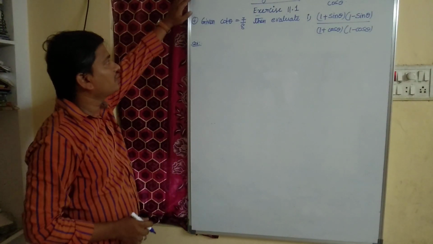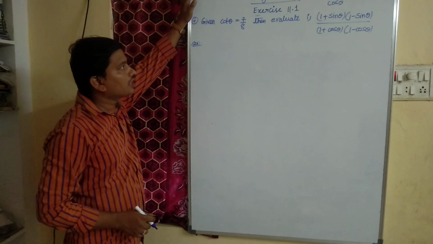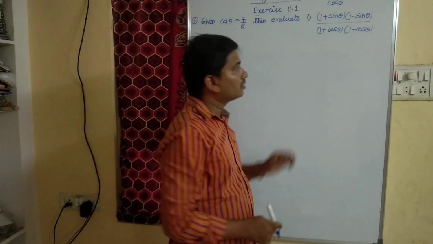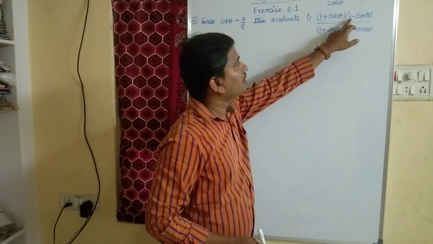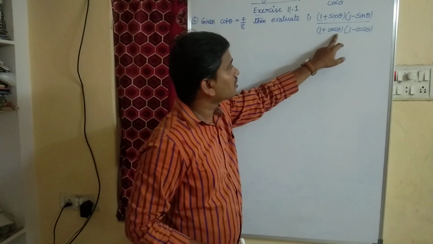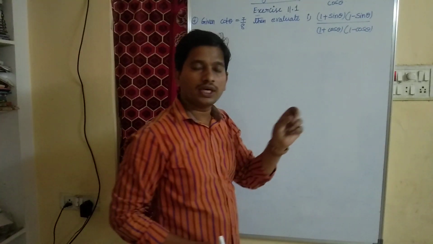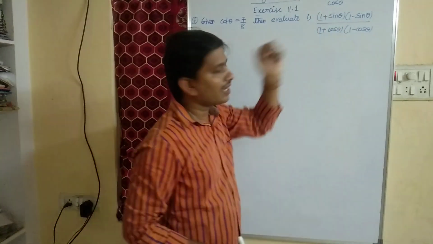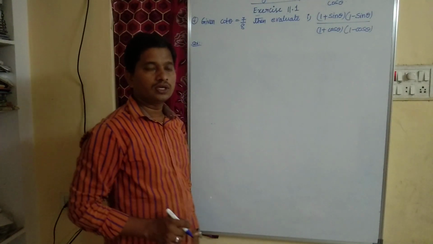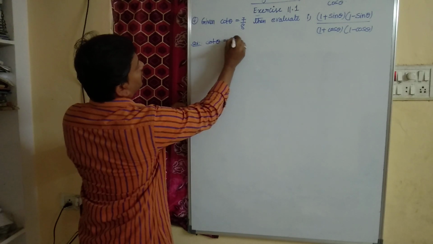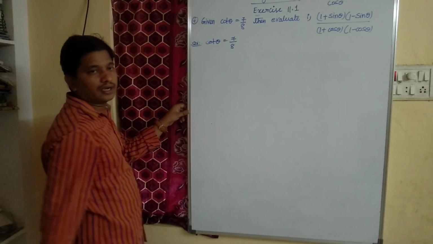Yes, listen children carefully. Seventh question. If cot theta equal to 7/8, then evaluate (1 plus sin theta)(1 minus sin theta) divided by (1 plus cos theta)(1 minus cos theta). That is our first problem. Second one is (1 plus sin theta) by cos theta. Okay. So what is given? Given cot theta is 7/8.